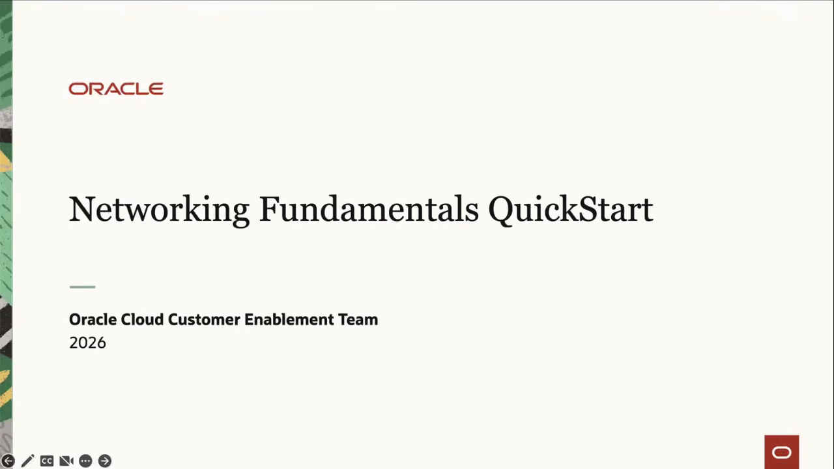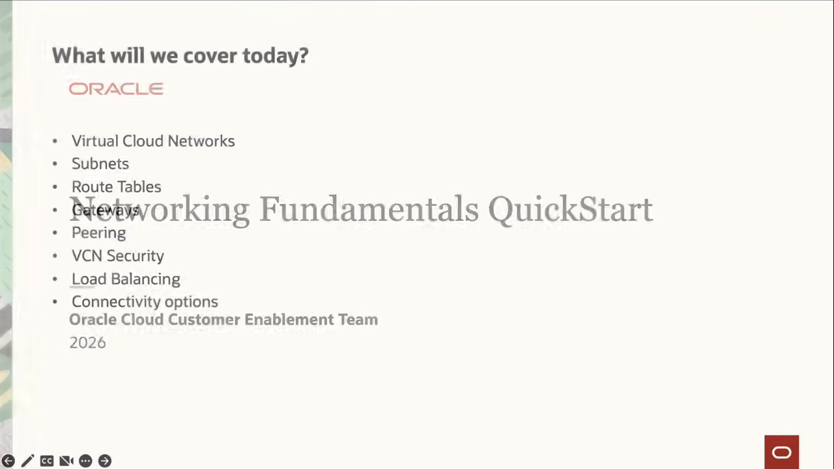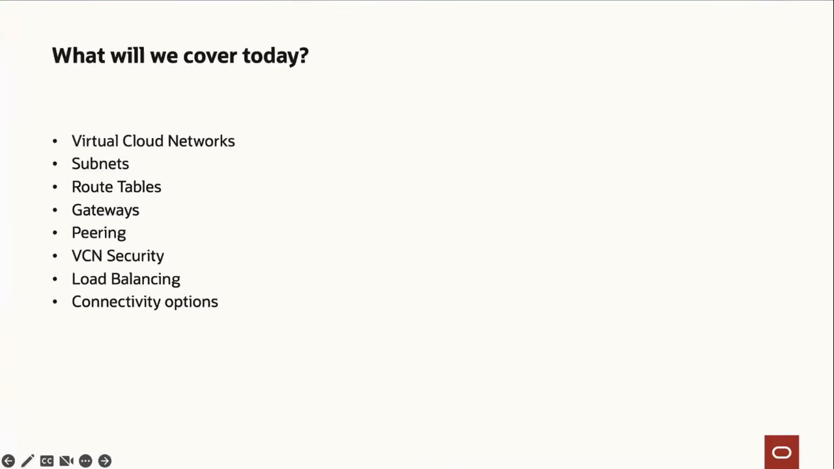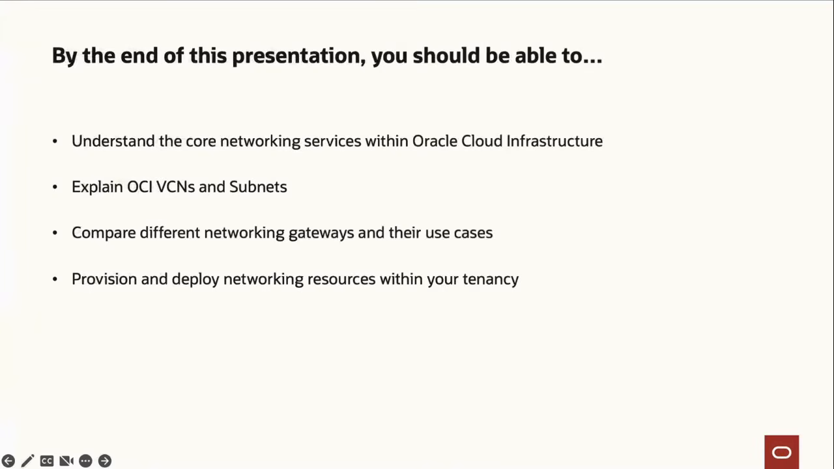Thanks, Borna. Hi, everyone. Welcome to today's networking quick start. So I'll go ahead and display the agenda for what we'll cover. We'll go over virtual cloud networks or VCNs, subnets, route tables, different gateways, peering, virtual cloud network security options, load balancing, and also different connectivity options with FastConnect.